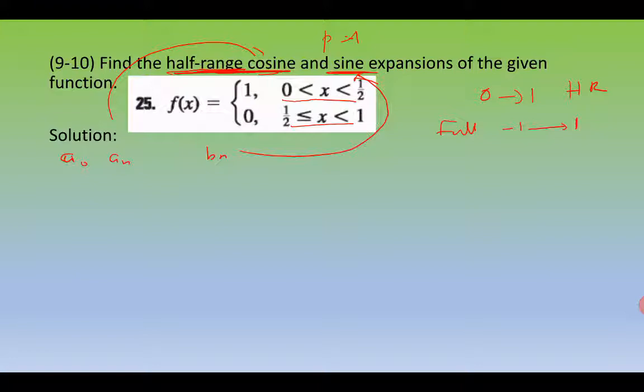If they ask only half range cosine series, we end up with only two terms. If they ask only half range sine series, we will find only Bn, and we will write just like the previous problem. But in this problem, they asked for both series, so obviously we should find all the terms, using the formulas for even and odd functions. A0.